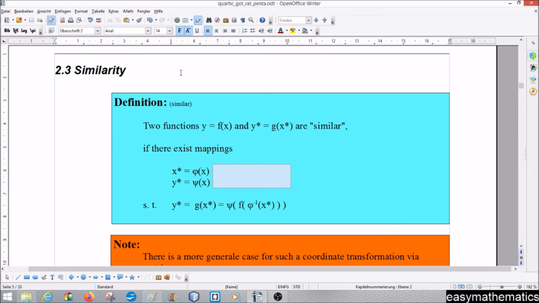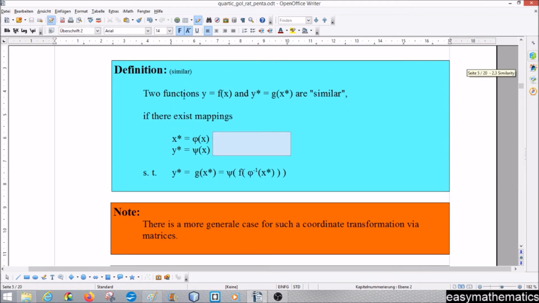And what do I mean by that? I mean by that two functions y equals f of x and y star equals g of x star are similar if there exist mappings x star is phi of x and y star is psi of y, such that y star equals g of x star equals psi of f of phi inverse of x star. Okay.